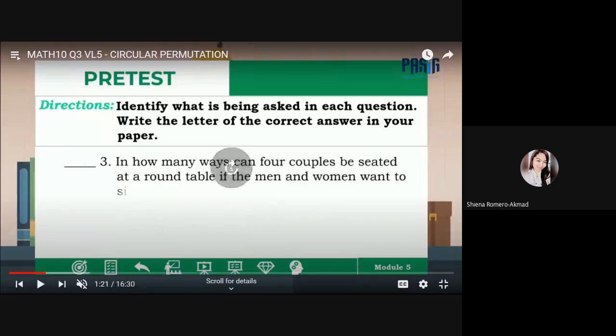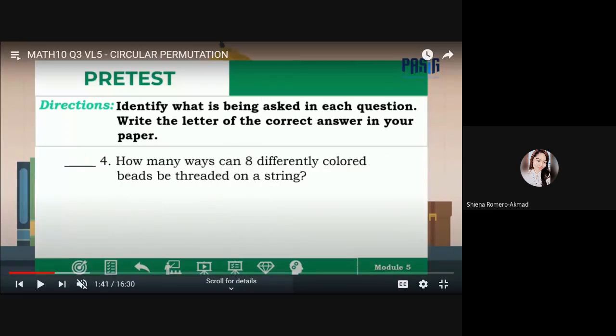Next. In how many ways can 4 couples be seated at a round table if the men and women want to sit alternately? So, dito ata ako, the answer here is 144. Pero ito yata yung tinanong ko pero hindi rin ako nasagot last time. So, let's proceed to number 4 kasi may something din sa problem here.